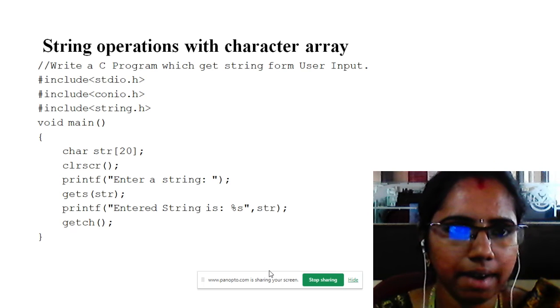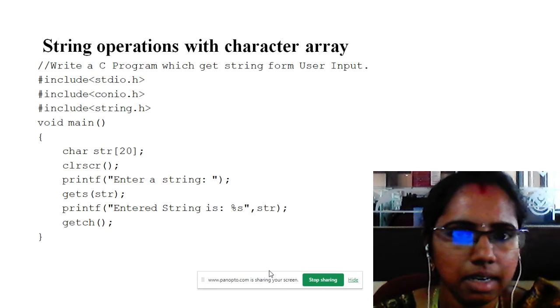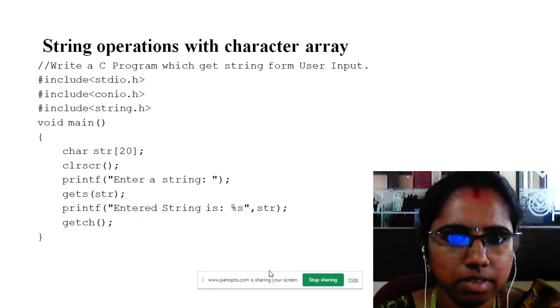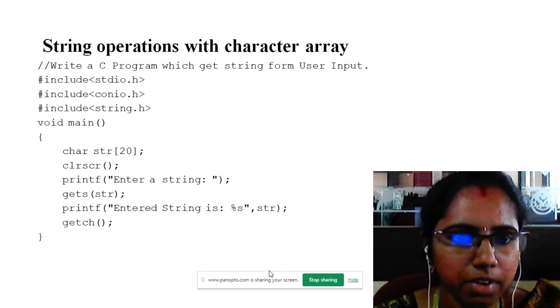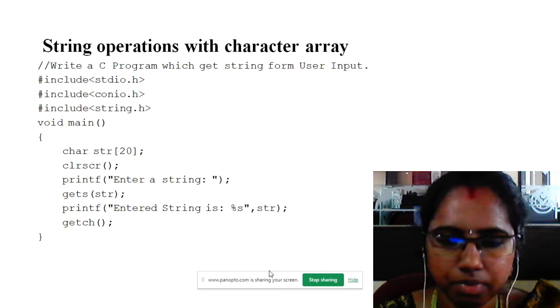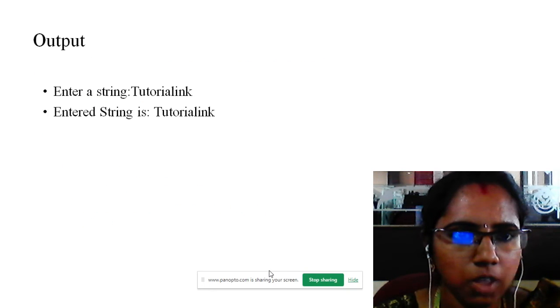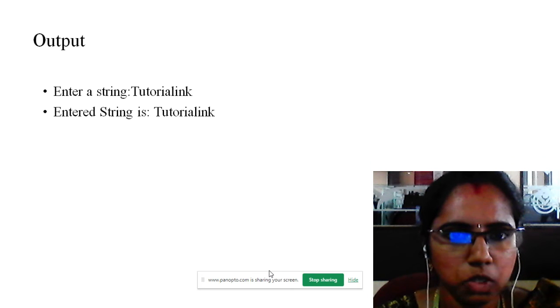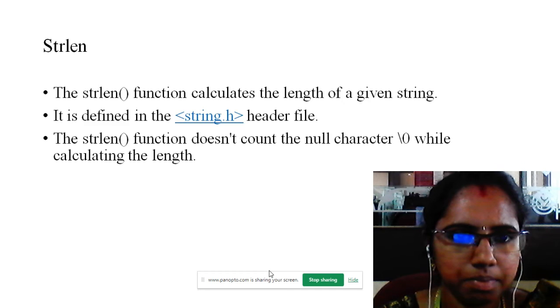Then string operations with the character array. Here is an example of string operations with a character array. Get a string from user input. Here printf("enter a string"). gets is used for getting input, and printf of the entered string. The output of this program is: enter a string, tutorial link. The entered string is tutorial link.